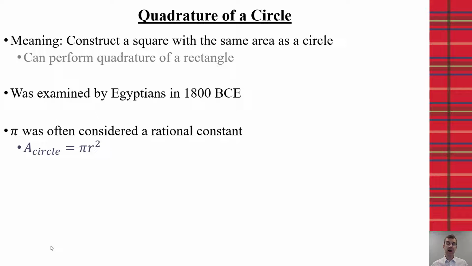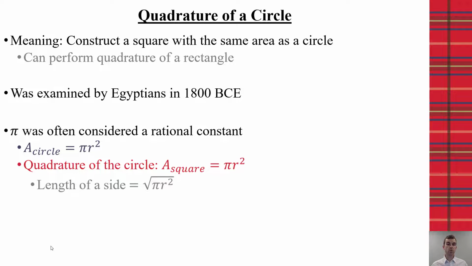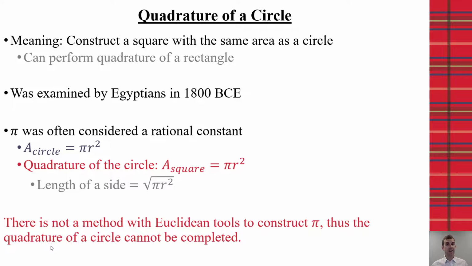Now, we think about the area of a circle. It's pi r squared. If we want the area of the quadrature of that circle, so the area of a square with the same area, that will be pi r squared as well. Well, think about how do we make the area of a square? It's the base squared. It's the same value. So if we want to know the length of one side, we would take the square root of our area. The problem is, though, you have pi. And not only pi, you have the square root of pi, and that cannot be constructed using Euclidean tools. Thus, we can't complete the quadrature of a circle.